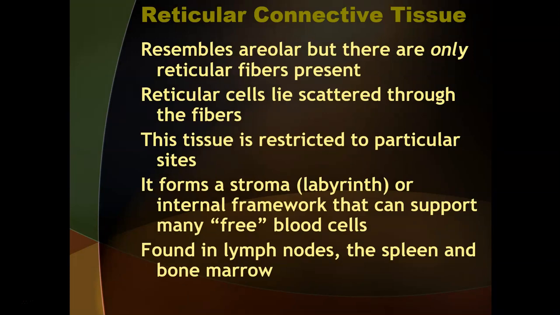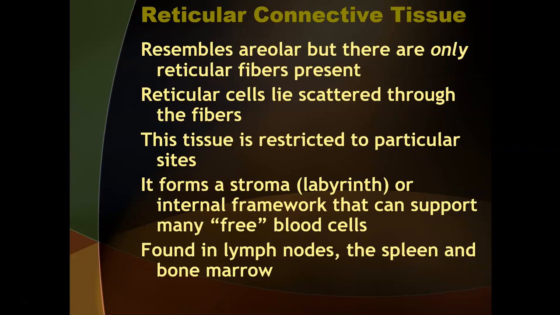Reticular connective tissue is another type of loose connective tissue. It resembles areolar, but there are only reticular fibers present. So we find reticular cells lying scattered throughout the fibers, because obviously they're going to be producing these reticular fibers. The tissue is restricted to particular sites, and it forms a labyrinth or a stroma, which is an internal framework that supports many free blood cells. So it allows sort of a network where blood cells can kind of hang out and live. So we tend to find this kind of tissue in lymph nodes, the spleen, and bone marrow.